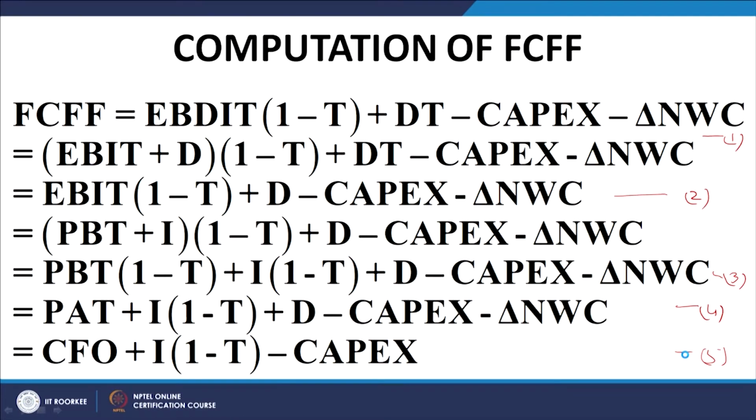So, this is the impact of interest, and that is why if you look at this figure here, when we calculate the free cash flow to the firm, what we add back to the profit after tax is I into 1 minus T. It is not the entire I that we add back. We add back I into 1 minus T, because the cost to the firm on account of interest is I into 1 minus T.